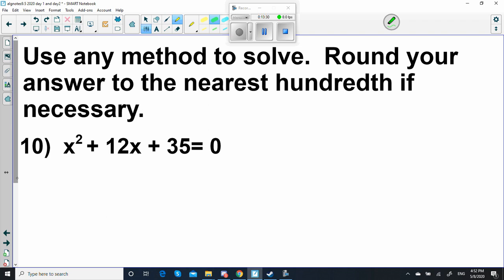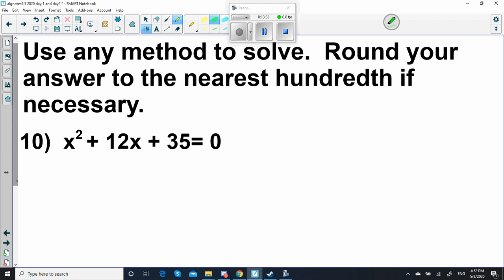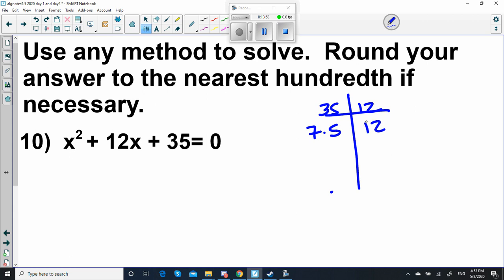Okay, number 10. Use any method to solve. I know square root is out because it's got to be x. Let's see if it will factor, because if it will, we want to use factoring. It's easier than quadratic formula. Less chances for a mistake. Oh, I did that backwards. Let's start again. So I need factors of 35 that give me 12. How about 7 times 5? Don't those multiply to 35 and add to 12? This factors. So x plus 5, x plus 7 equals 0.